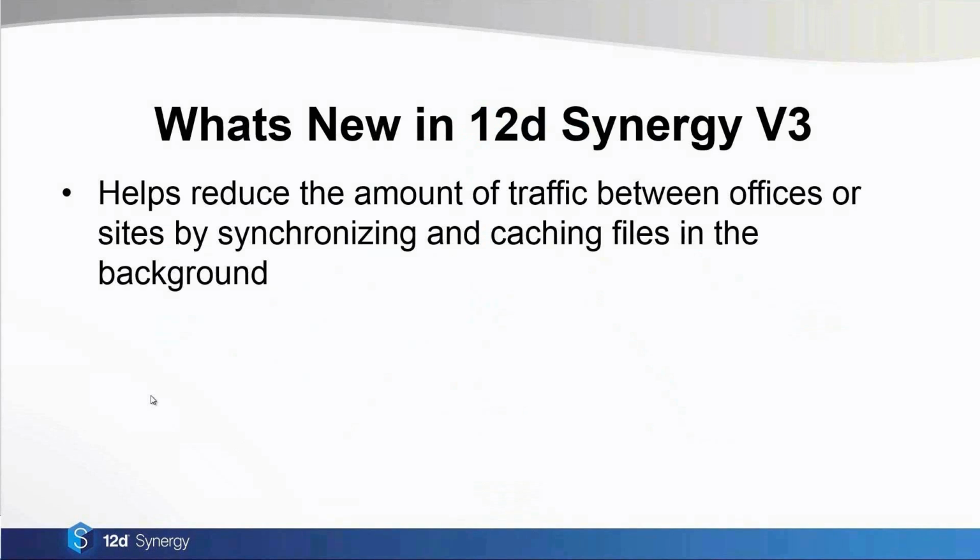In a regional or global work-sharing environment, there can be a large amount of traffic running between all your offices. File replication servers help you significantly reduce the amount of traffic between those offices or sites by synchronizing and caching files in the background. This means that when people come in for work, they can be sure that the files that they need are sitting there waiting for them, and they don't have to wait for large transfer times across the internet.